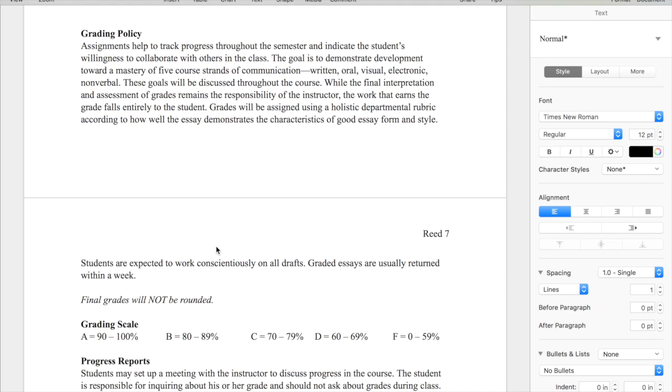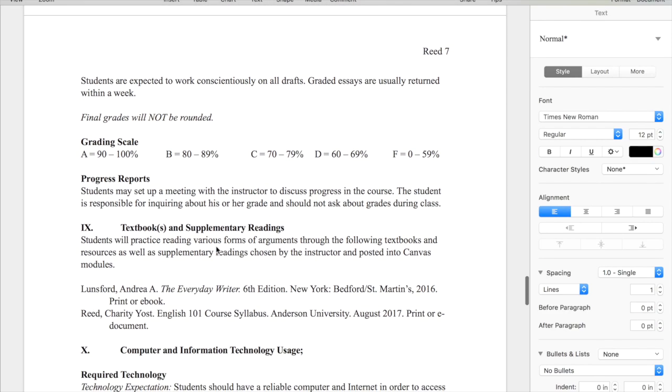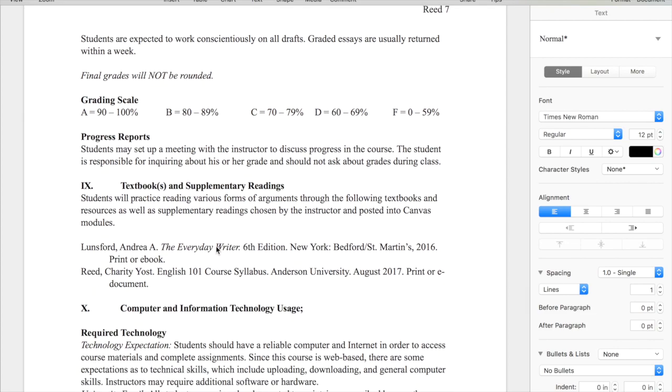While the final interpretation and assignment of grades remains my responsibility, the work that earns that grade falls entirely on you. Grades will be assigned using a holistic departmental rubric like I had posted above, according to how well your essay demonstrates good form and style. You're expected to work conscientiously on all drafts. All these things that you turn in count for something. Even though it's a very low stakes assignment, everything counts for something, and I encourage you to take even the small things seriously. Graded essays are usually returned within a week.